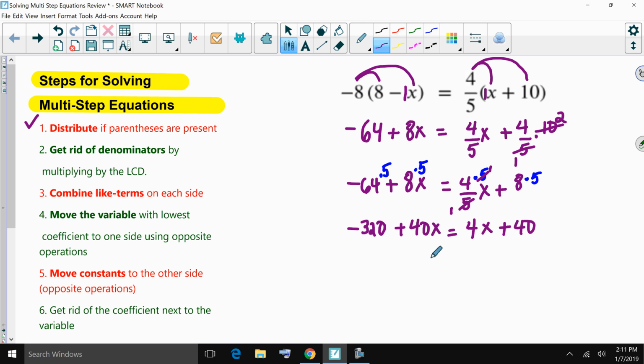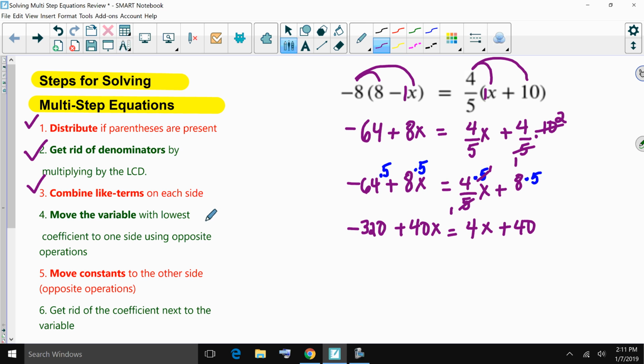Okay? So now I'm ready to solve my equation. I got rid of the denominator. I'm going to combine like terms. This one cannot be combined with this one. This one doesn't have an x. This one has an x. This one has an x. This one doesn't. So I cannot combine these two. And I cannot combine numbers that are on one side of the equation with a number that is on the other side. So I cannot combine numbers. So I'm going to leave it like that.